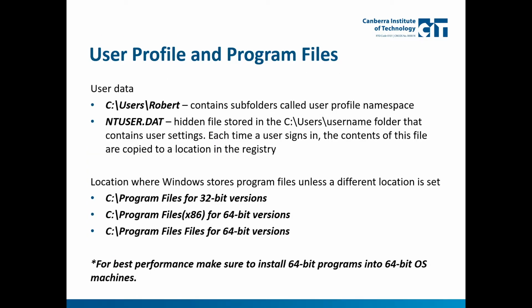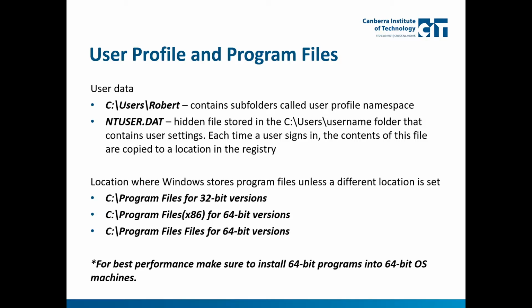So let's talk a little bit about the user profile and the program files as well. So if you guys are not familiar with this, when you have user data, it's usually stored in your local disk drive. In my case, it's the C drive. And I have, within my users folder, I have Robert. So Robert is the name of the user that I have in my machine. So this is pretty much the folder that my user keeps all of the configuration files within.